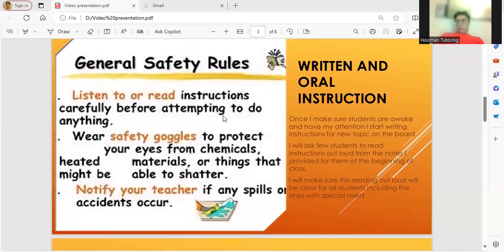I will make sure the reading out loud is clear for all students, including the ones with special needs. For instance, here it talks about the general safety rule as an example. The student needs to read this out loud: wear the safety goggles, and notify the teacher if there are any spills or any accident that occurs.